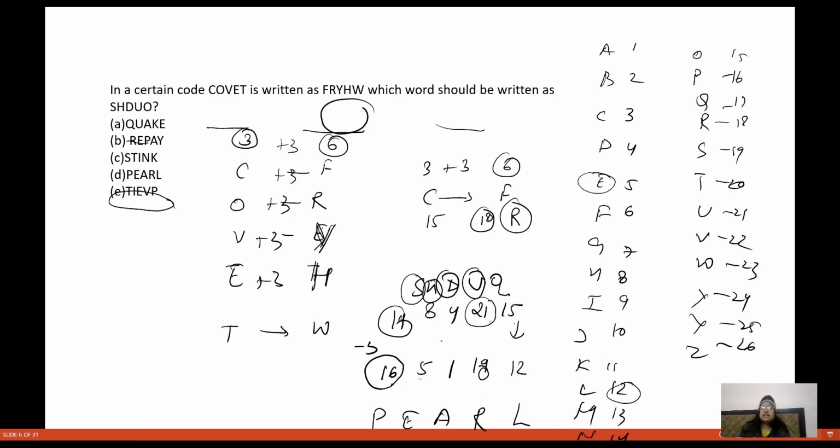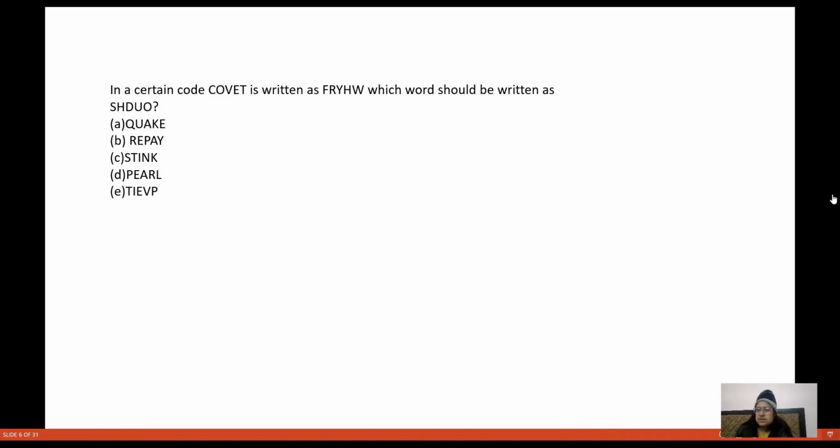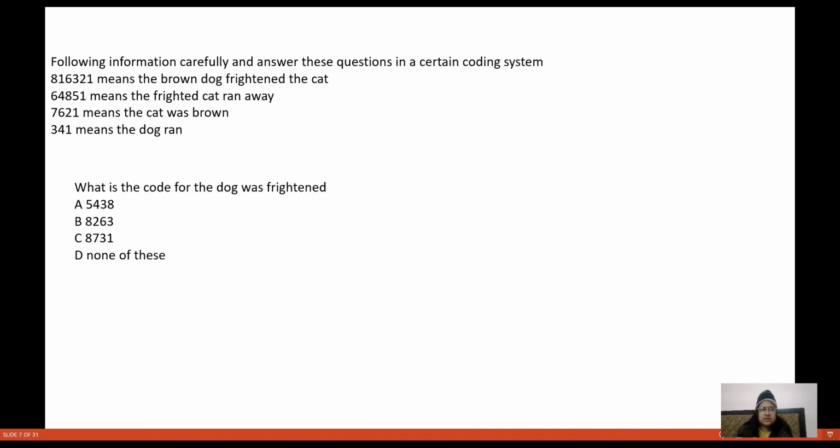We just have to find which word this code represents, so we do the reverse logic. When we were doing the direct coding, we were adding 3. But when we are decoding, we are subtracting 3. This is how we do these kinds of questions. Now let's move on to the next question.